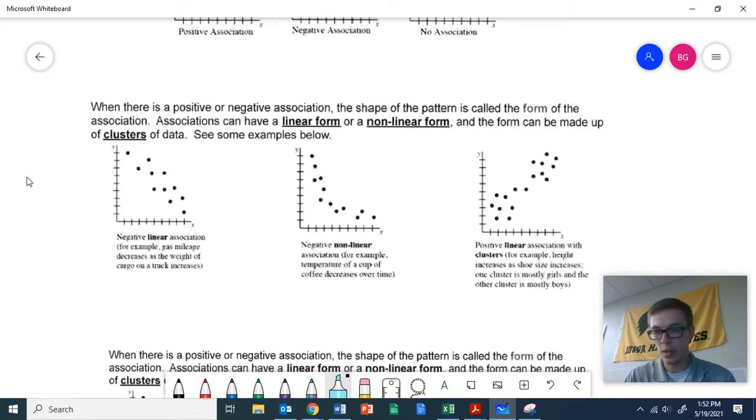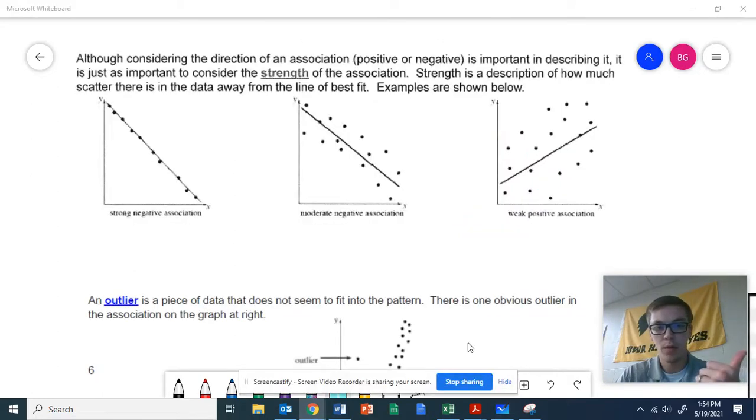And the third one is clusters, and we don't see clusters very much, but it means where there's groups of them kind of scattered throughout, maybe connected a little bit. But as you can see in this third example, they're kind of clustered together there and there, not much outside of that. Okay. So we have direction, we have form. The third one that we need is strength.